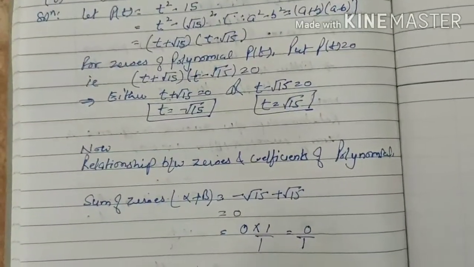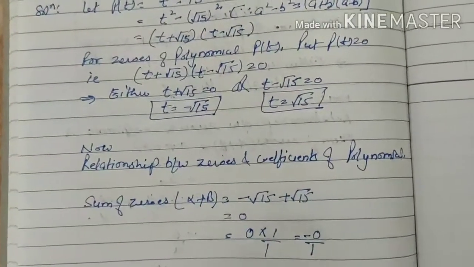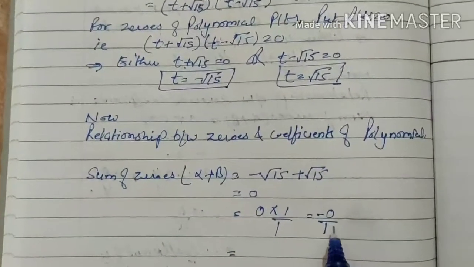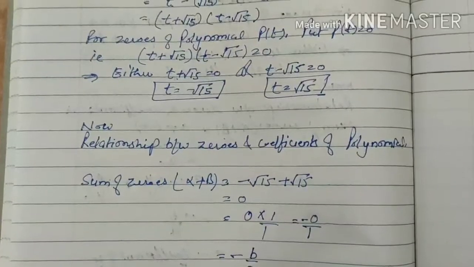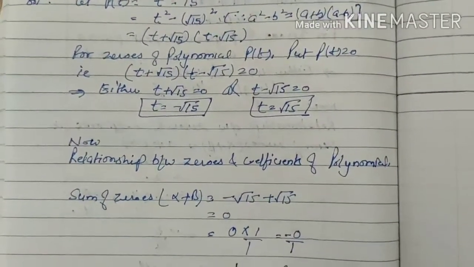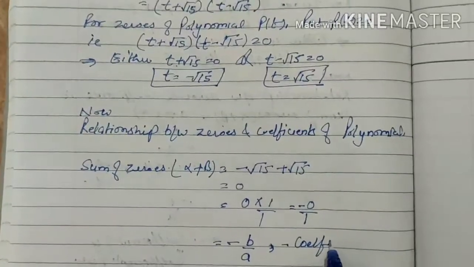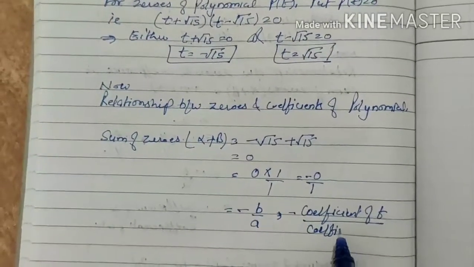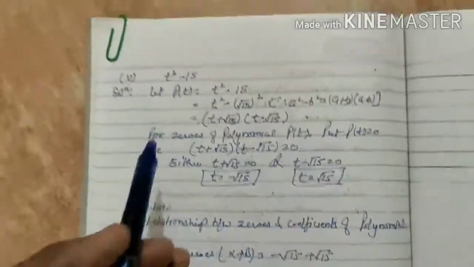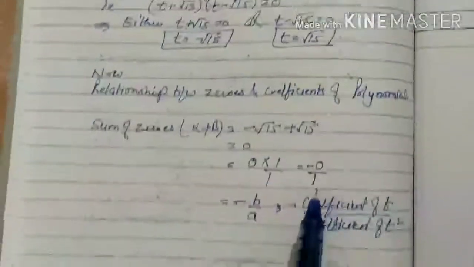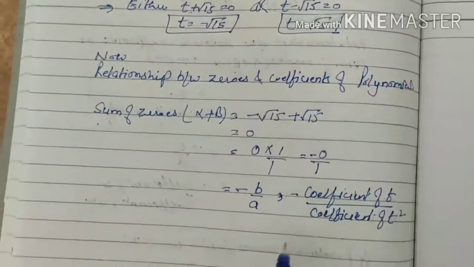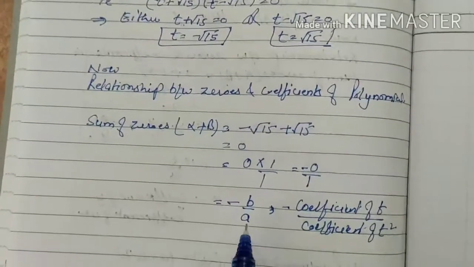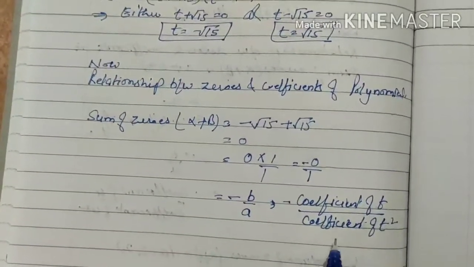So here we have b as 0, so we can write it as minus of 0. There's no effect on 0, as minus 0 and plus 0 becomes 0. So minus 0 upon 1, this will be minus of b by a, that is minus of coefficient of t upon coefficient of t square. As you can see, coefficient of t square is 1, so I wrote minus 0 by 1. So coefficient of t square is 1 and coefficient of t is 0, so minus b by a is minus of coefficient of t upon coefficient of t square.